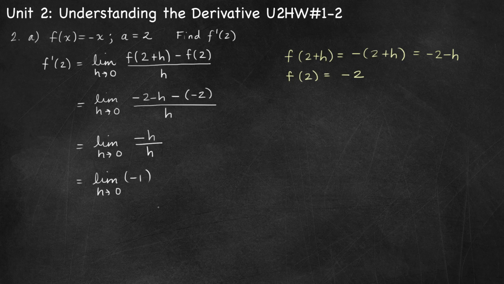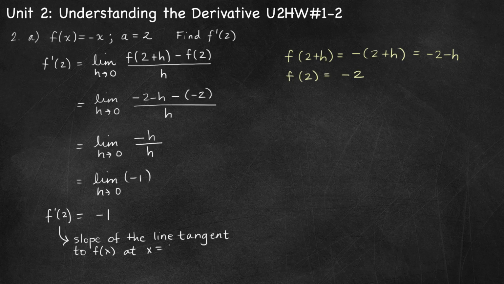Now we can find this limit using substitution. However, there are no h's left to substitute into, so this limit is just equal to -1. So now we have f prime of 2 equals -1. And f prime of 2 represents the slope of the curve at x equals 2. And the slope of the curve is also the slope of the line tangent to f of x at x equals 2.